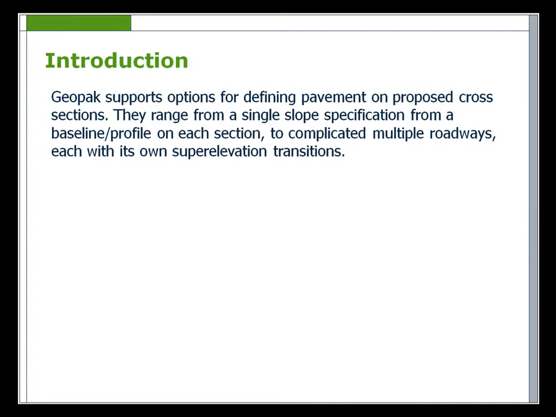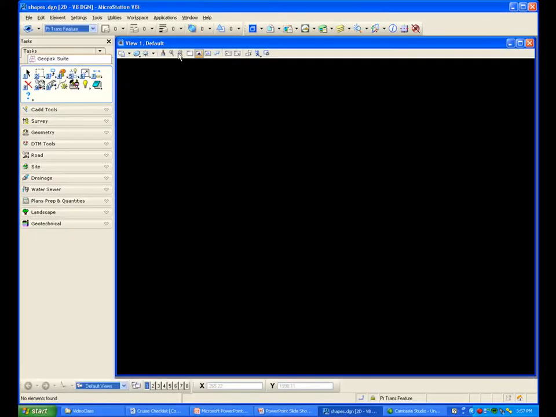Introduction. Geopak supports options for defining pavement on proposed cross sections, and that's exactly what the shapes do, is they will define the top surface of the pavement. We can do this from just a simple cross slope from a center line, or all the way up to complicated multiple roadways where you have different cross slopes and widths. So let's get into a MicroStation file and look at the Superelevation tool.